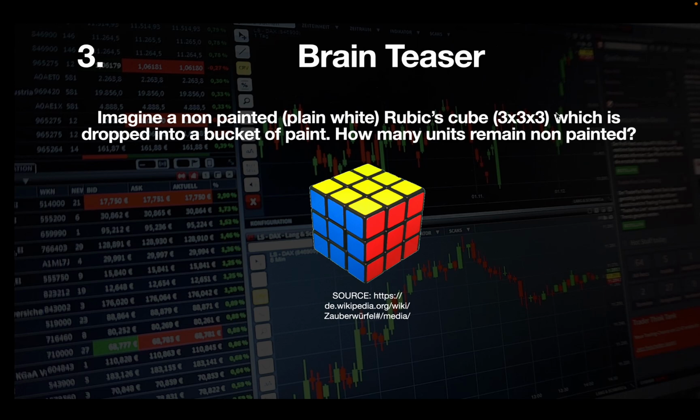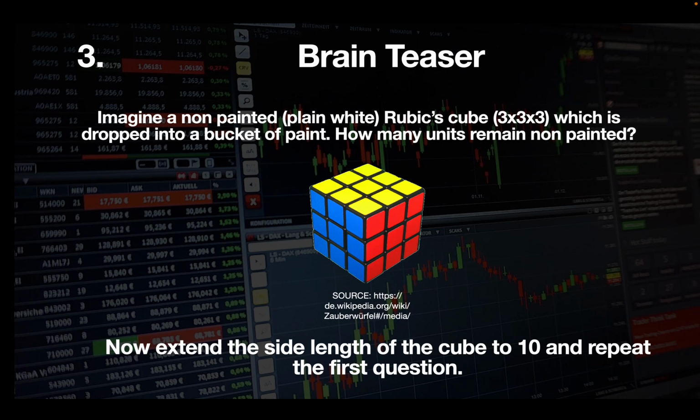The second question is way harder. So let's take a look at that. We need to extend the cube to a side length of 10. So the side length of this cube is 3. And then we should repeat the above question. Pause the video now, otherwise I will guide you to solve this.